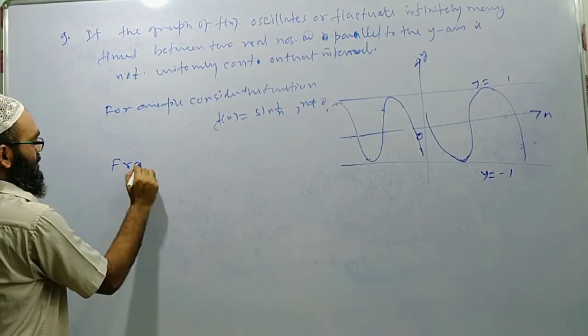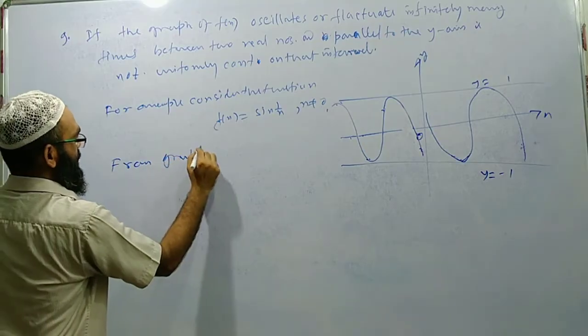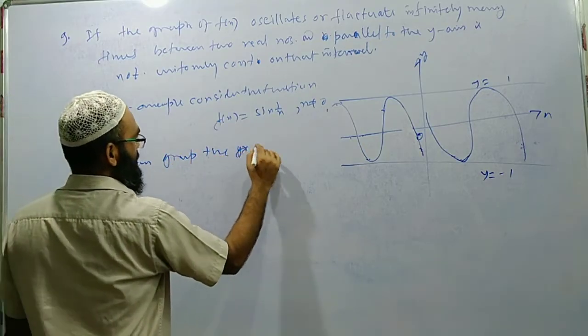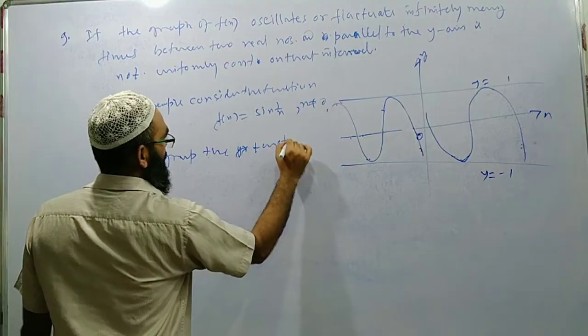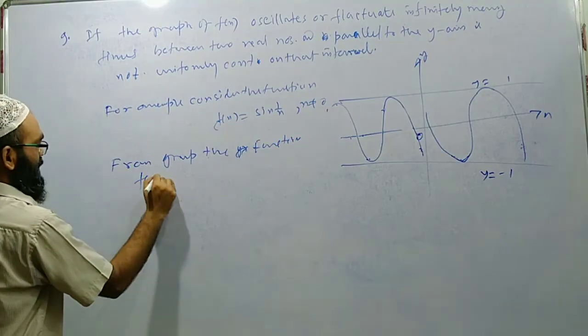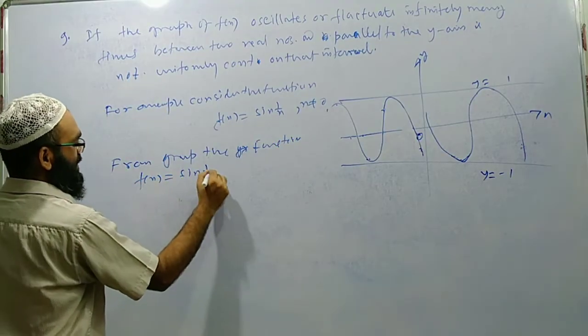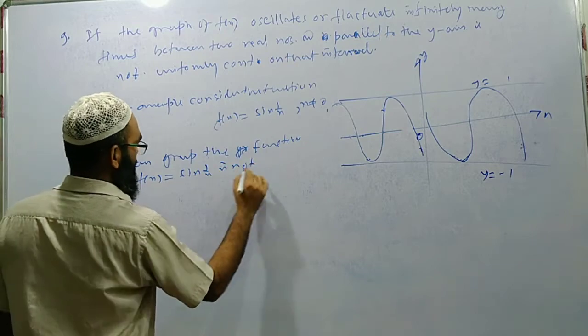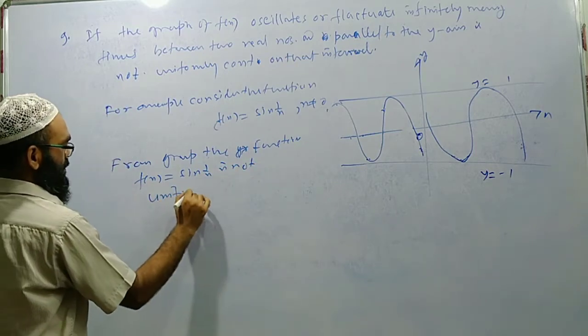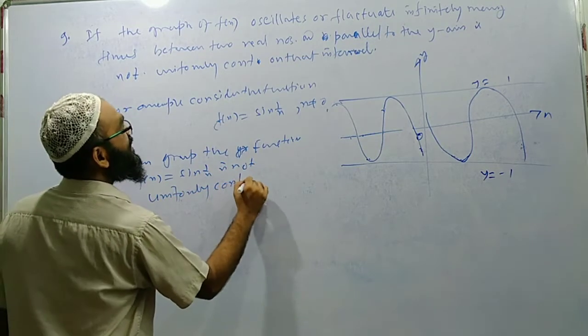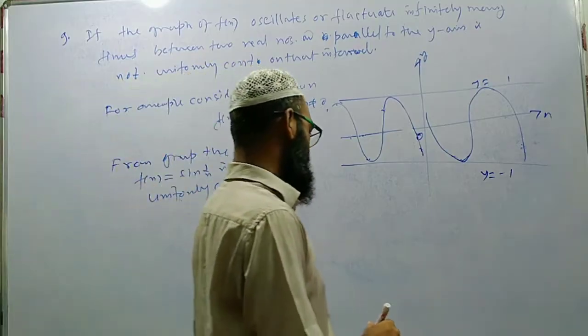From the graph, the function f(x) equal to sin(1/x) is not uniformly continuous.